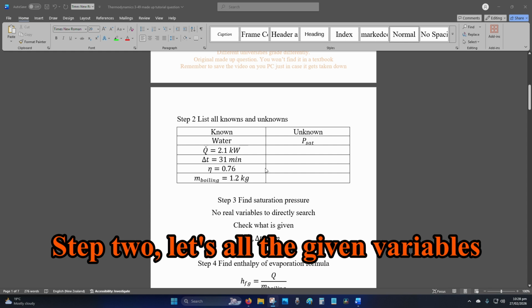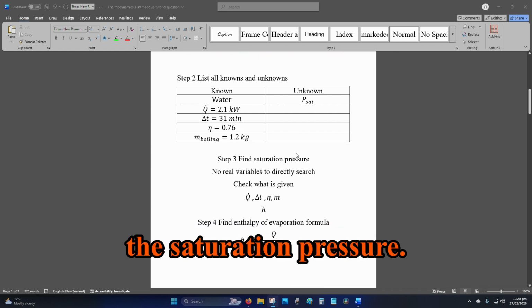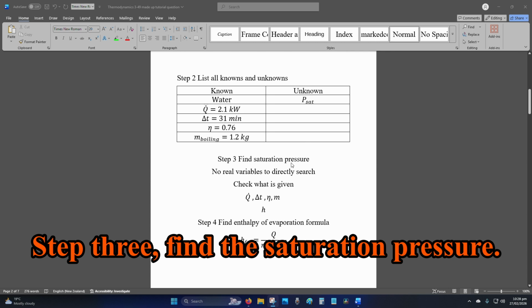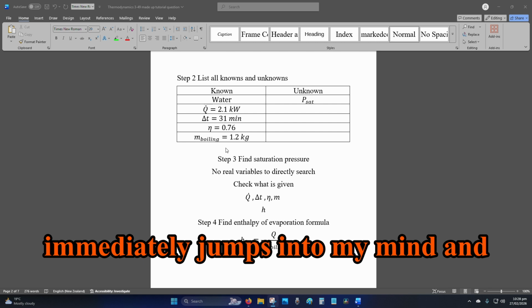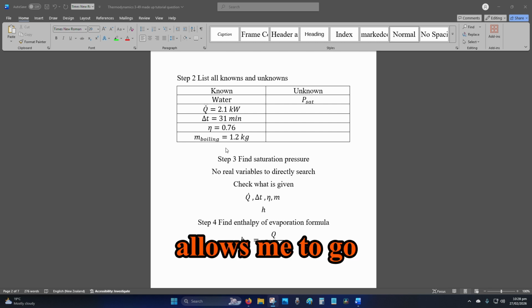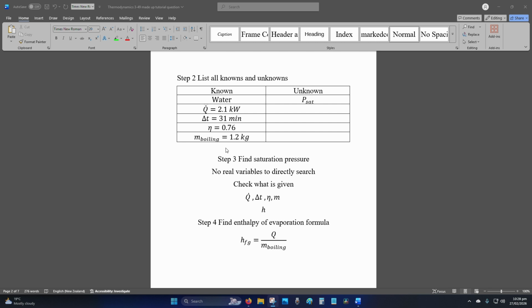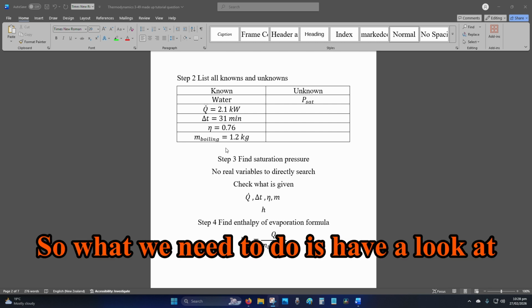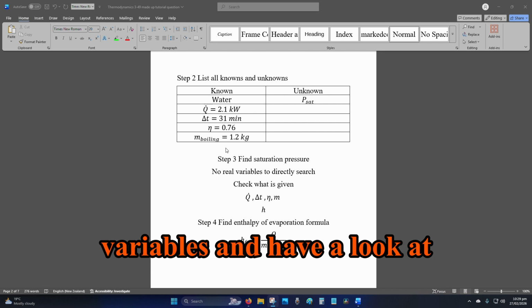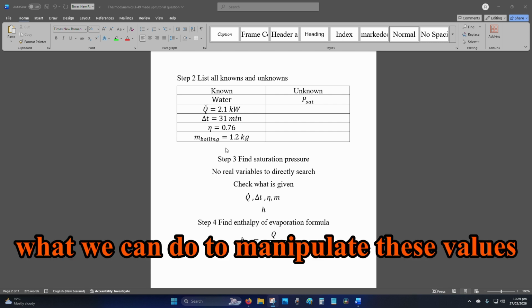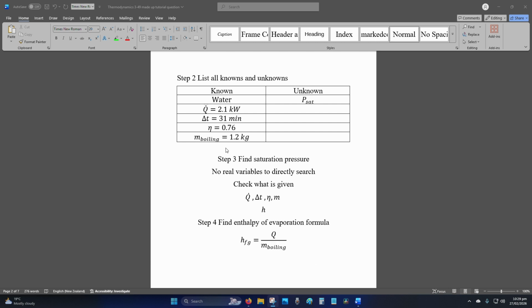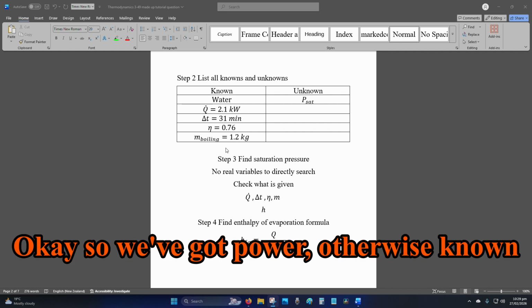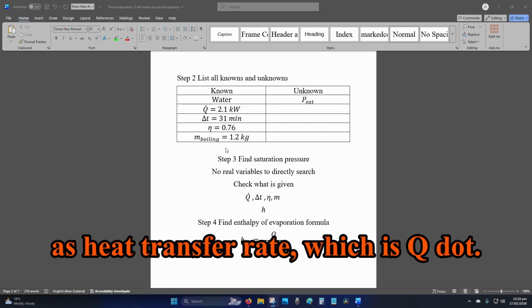Step 2, list all the given variables, find the unknown. We're trying to find the saturation pressure. Step 3, find the saturation pressure. So looking at these values, nothing immediately jumps into my mind and allows me to go directly to the property table. So what we need to do is have a look at the variables again, and see what we can do to manipulate these values to find something that we can use to check the table. Okay, so we've got power, otherwise known as heat transfer rate, which is Q dot.